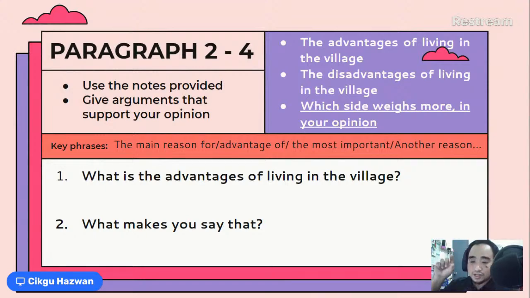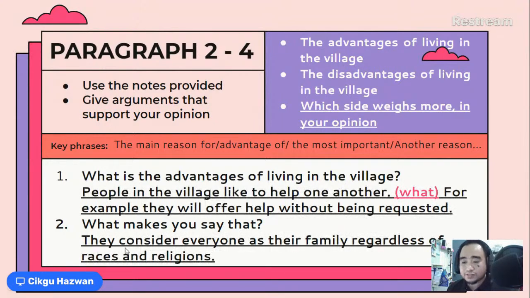Okay, so what is the advantage? For example, people in the village like to help one another. For example, they will offer help without being requested. What makes me say that? They consider everyone as their family members regardless of races and religions. Macam tu. Simple.